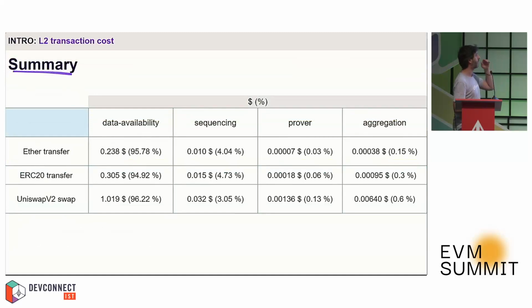Basically, this is a summary, just for you to check that currently the most important field that affects the layer 2 transaction cost is the data availability. That's why we're working hard to reduce this data to be put on chain.